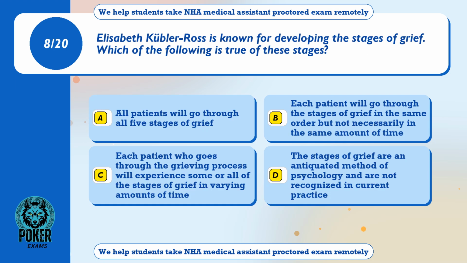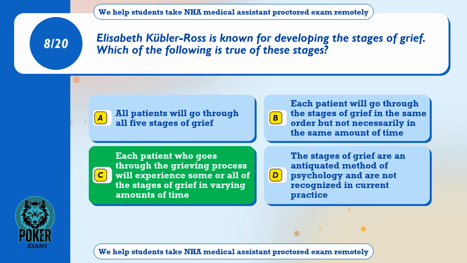Question 8. Elizabeth Kubler-Ross is known for developing the stages of grief. Which of the following is true of these stages? Option A. All patients will go through all 5 stages of grief. Option B. Each patient will go through the stages of grief in the same order but not necessarily in the same amount of time. Option C. Each patient who goes through the grieving process will experience some or all of the stages of grief in varying amounts of time. Option D. The stages of grief are an antiquated method of psychology and are not recognized in current practice.